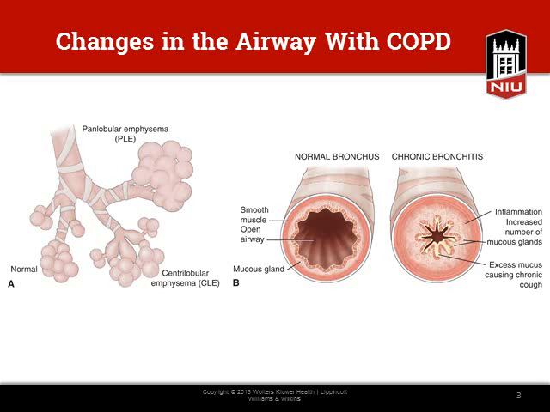Moving over to chronic bronchitis, this is where we have chronic inflammation as well as an increased number of mucus glands, which then produce increased amounts of mucus. So we have excess mucus causing a chronic, usually productive cough. Usually much worse in the morning.